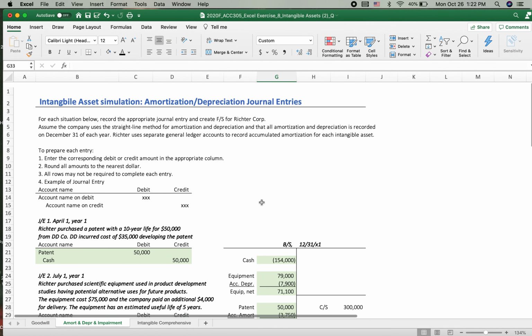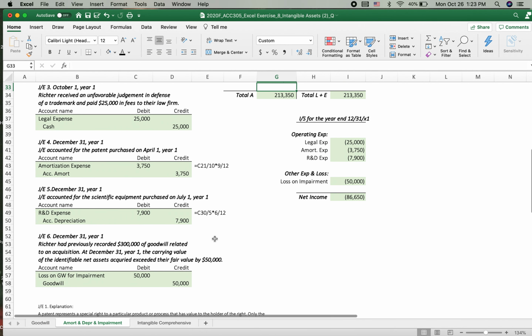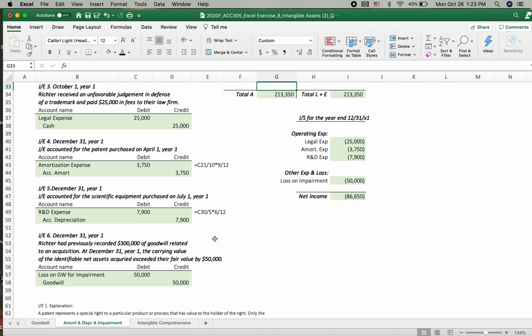Okay. So we completed this intangible asset simulation for amortization, depreciation.